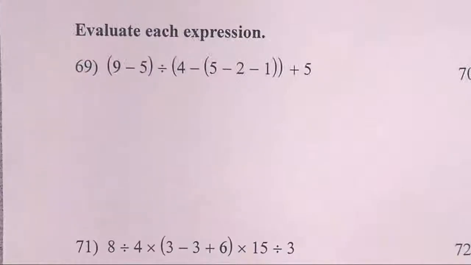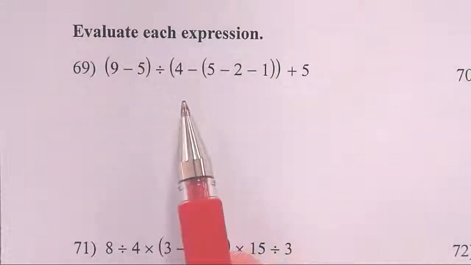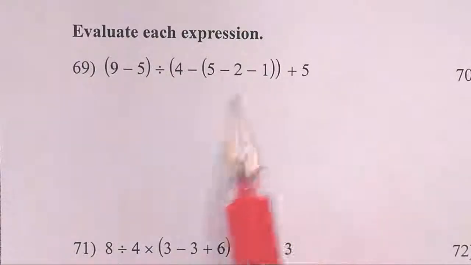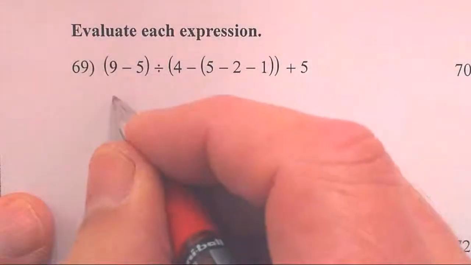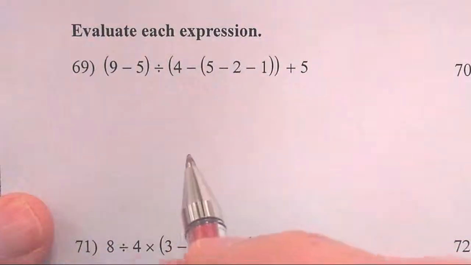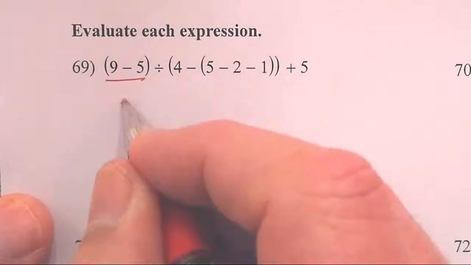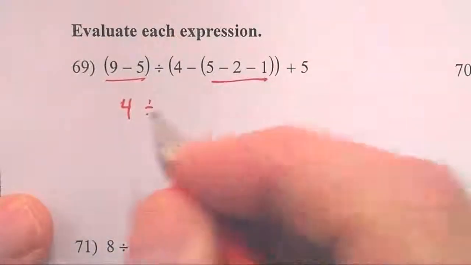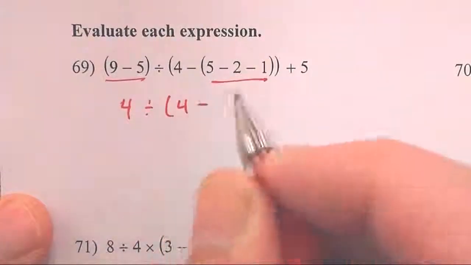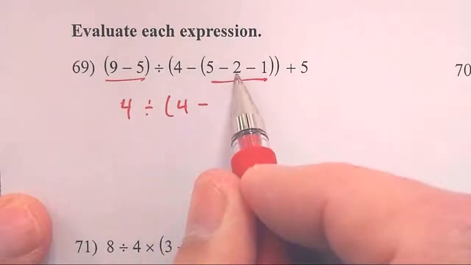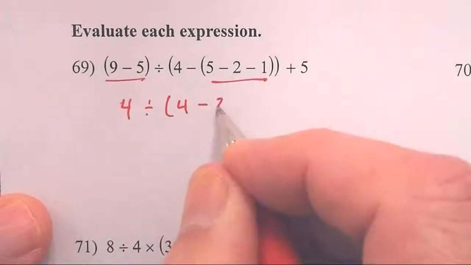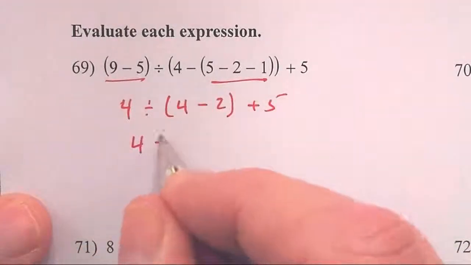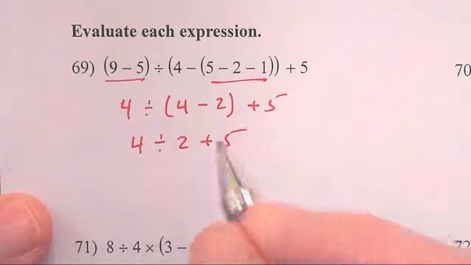Okay, now ultimately you could just enter this exactly as it appears in your calculator and go from there. But for right now, we're going to go ahead and show this work. I want to work inside of parentheses, so I can work this one, 9 minus 5, 4, divided by. I'm going to work this one, so these parentheses are still alive and well. 5 minus 2, 3. 3 minus 1, 2. Plus 5. I've still got parentheses alive. 4 divided by 2 plus 5.